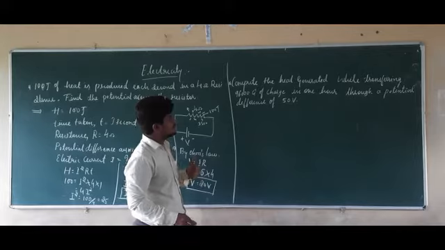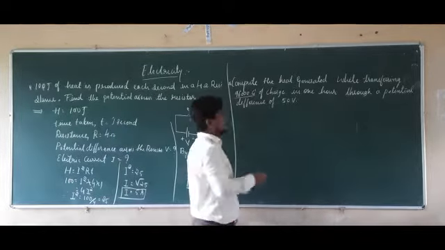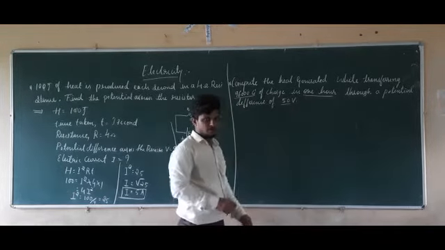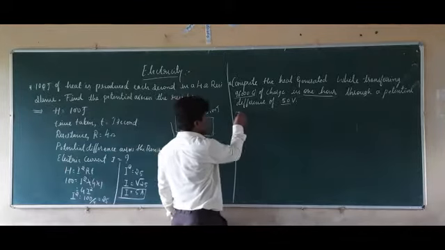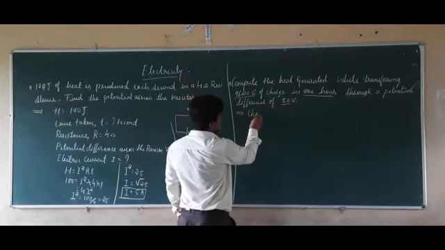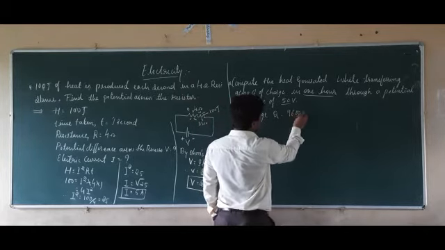So what is given in the problem statement? The charge is given as 96,000 coulombs, the time as 1 hour, and the potential difference across these as 50 volts. So first, write down the given data. Charge Q is equal to 96,000 coulombs.